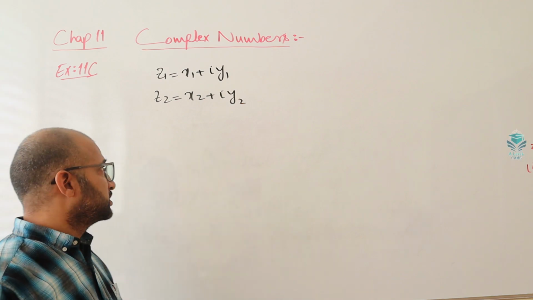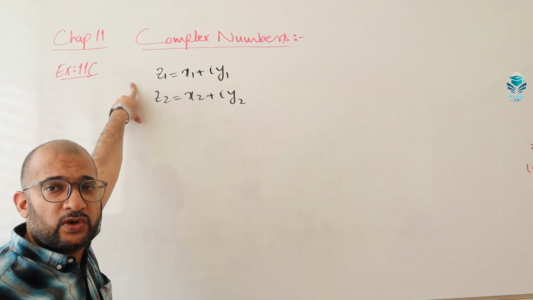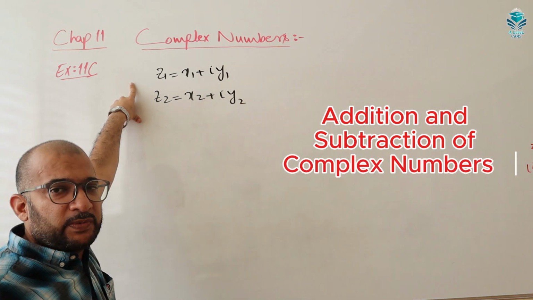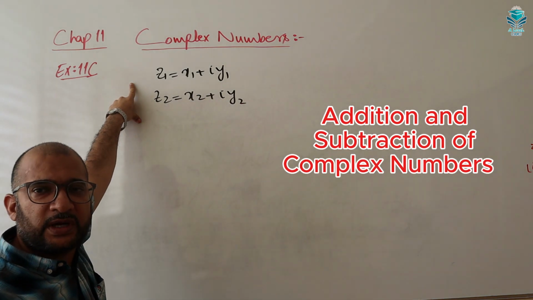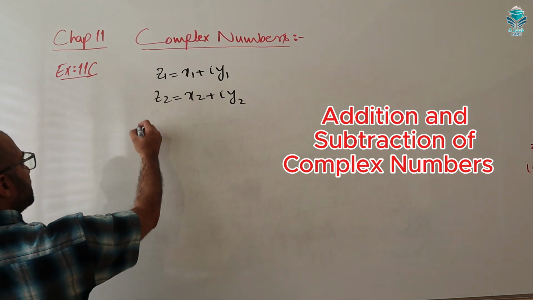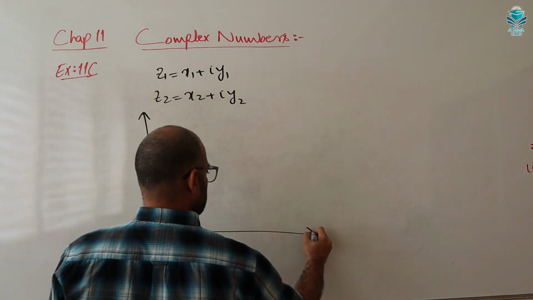In this lecture we will discuss the geometrical illustration of the addition of two complex numbers and the subtraction of two complex numbers. In the previous lecture we did the addition and subtraction by algebraic manipulation. But here we will see the geometric interpretation. It is very easy to visualize.